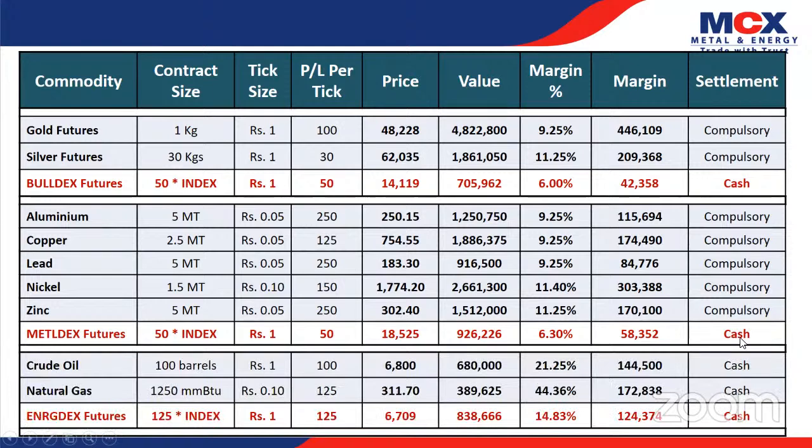Plus, if I talk about crude oil and natural gas, there is not much of a difference in the value. It is 6,80,000 and 3,89,000, so maybe around 10.5 to 11 lakhs contract, whereas energy index futures is around 8 lakh value contract. But just look at the margins: natural gas around 44% and crude oil 21%. That becomes 1,44,000 margin blocked, and for crude oil and natural gas 1,72,000, as compared to 1,24,000 in the energy index futures. But they are all settled in cash.